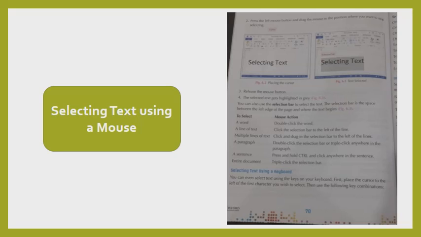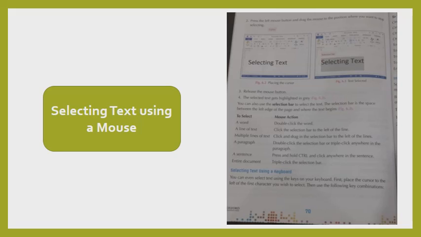And then if you want to select a specific sentence, what will you do? Press and hold the Control key and click anywhere in the sentence. It will help you to select the sentence. And then last, the entire document. If you want to select your entire, complete document, what will you do? You will triple click the selection bar.